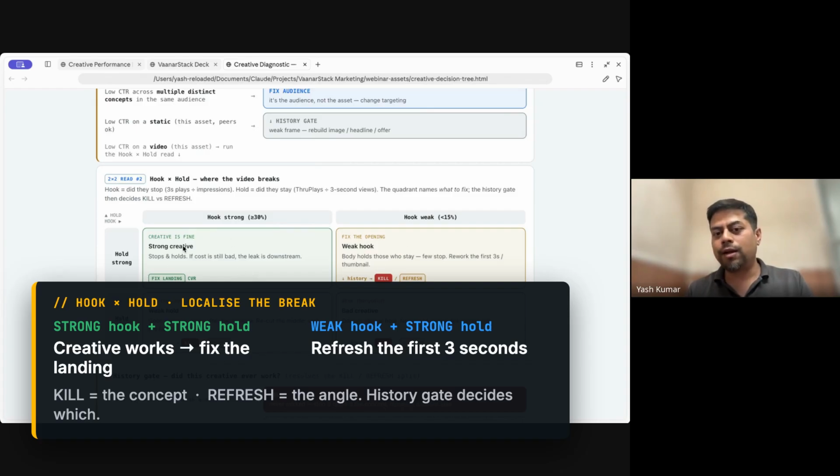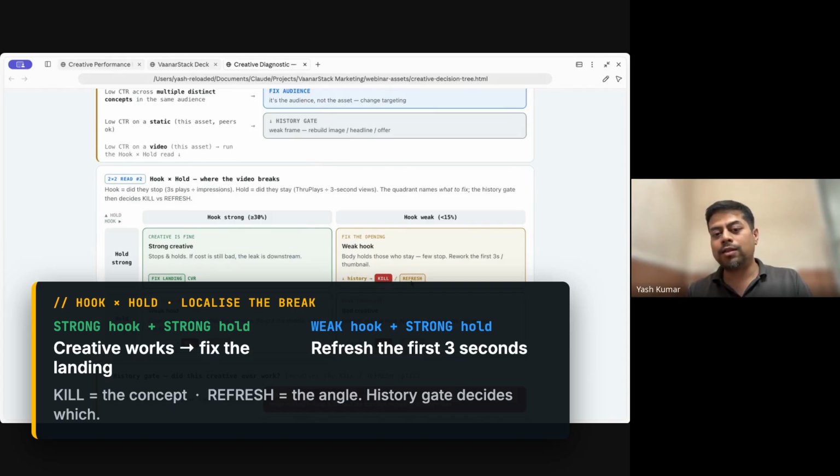So that gives you an idea of the creative. And this matrix, this 2x2, tells you that if hold is strong, hook is strong, which means the creative is good, right? And you need to go fix the landing page if the cost per result is still bad. If hook is weak and hold is strong, right? Which means that you need to maybe work on refreshing the initial part of the creative. Now, based on history, either we will kill it or refresh it.